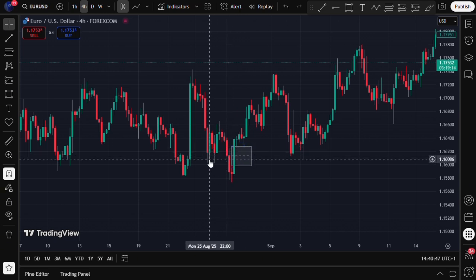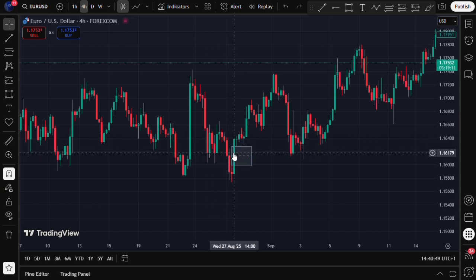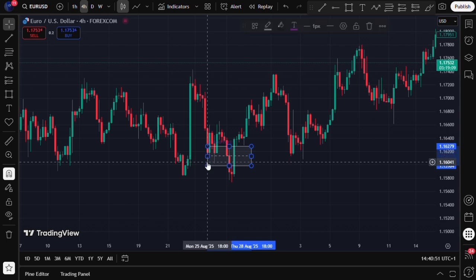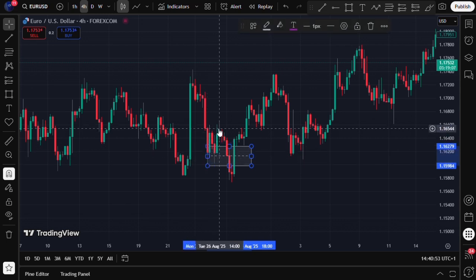For example, we have this old low here. We can still stretch it. This was where price actually stopped, moved forward, dropped, and we also have a breaker block here.